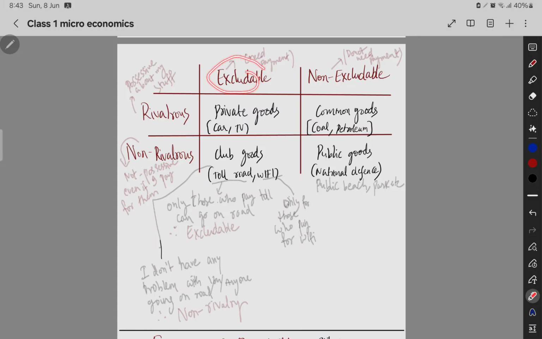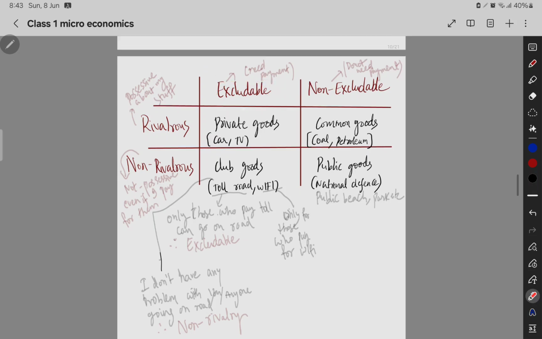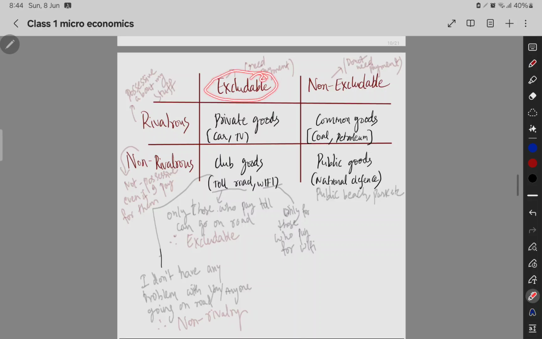Excludable goods need payment, and non-excludable goods do not need payment. See, you can exclude it. Why can you exclude it? Because they need payment. Why can you not exclude it? Because they do not need payment and they are available for the public. Such goods are non-excludable.